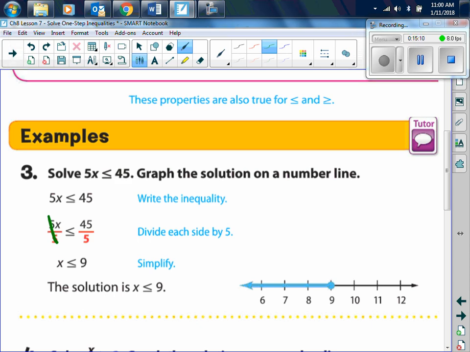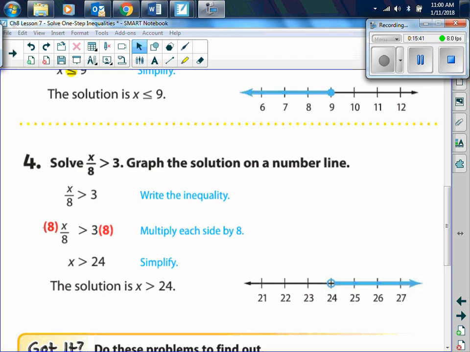The important number is 9. This symbol tells me that we're going to have a closed circle at 9 and that we're going to shade to the left. So this is what our graph looks like.